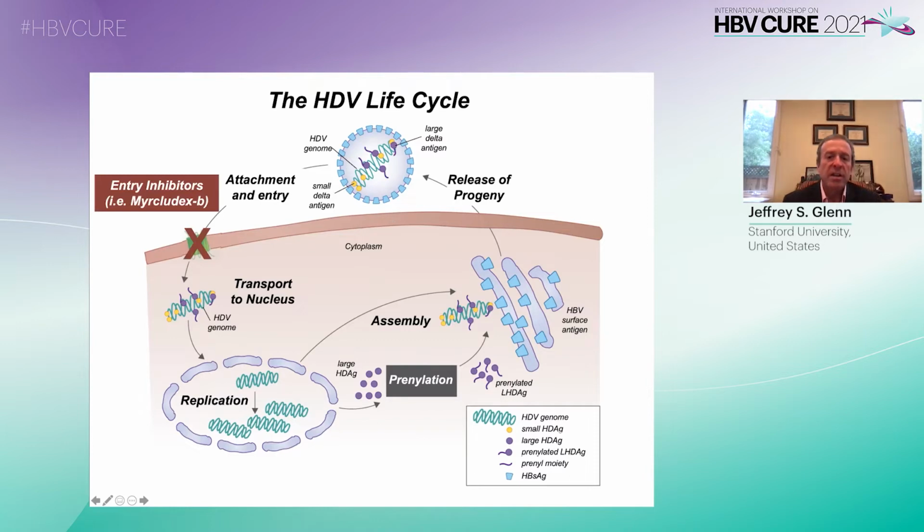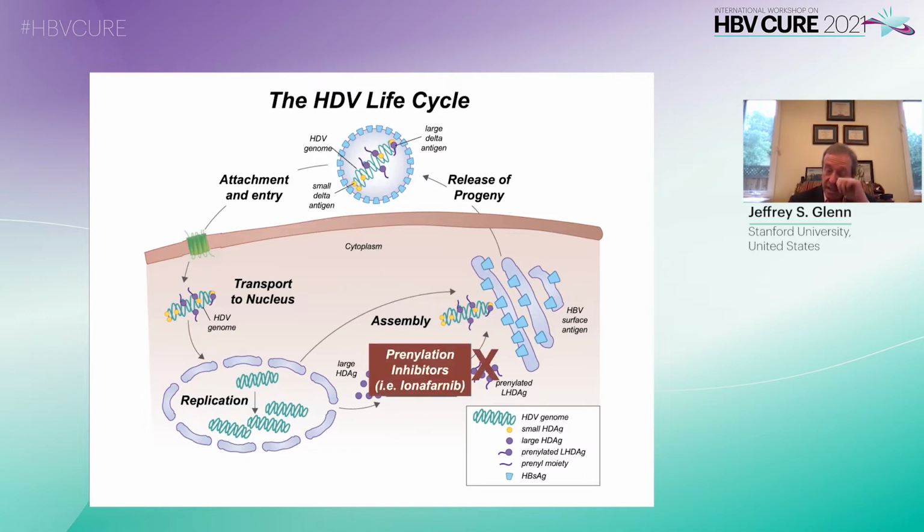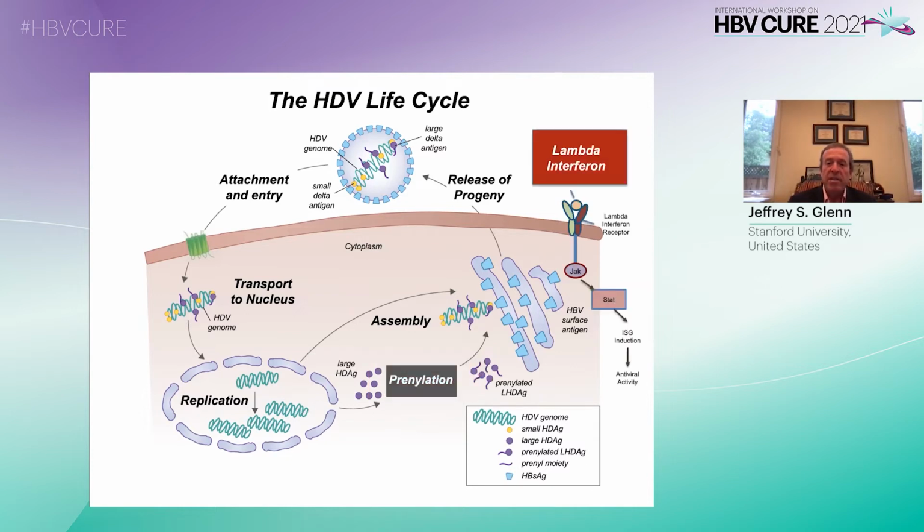So the first class of inhibitors that has been developed based on this knowledge are so-called entry inhibitors, exemplified by Myrcludex B, which block the initial attachment and entry event. And this has advanced into clinical testing. There's the nucleic acid polymers, exemplified by REP 2139, which seek to block surface antigen secretion. Then there are prenylation inhibitors, exemplified by Lonafarnib, which block the critical prenylation-mediated assembly step. And there is interferon lambda signaling.